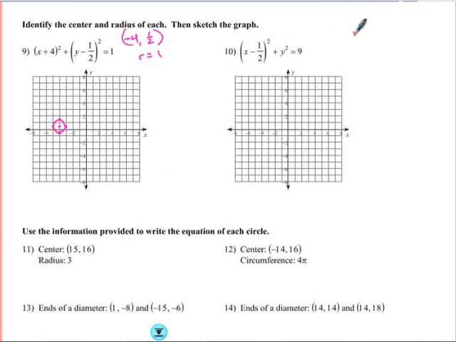And then here the center is 1/2 and 0, and the radius is 3, so over 1/2 and up 0, and then a radius of 3. Pretty simple stuff, as long as you can count 1, 2, 3. That one might be kind of difficult. Just counting.